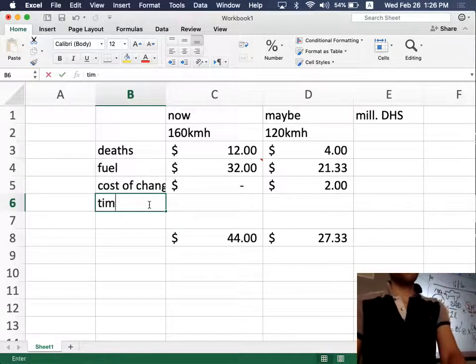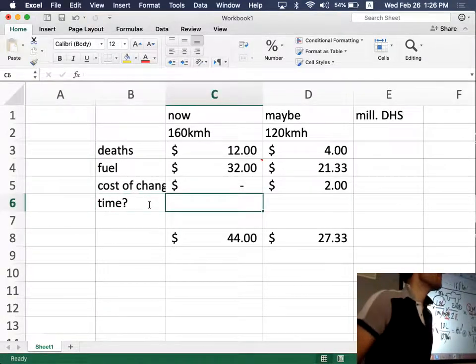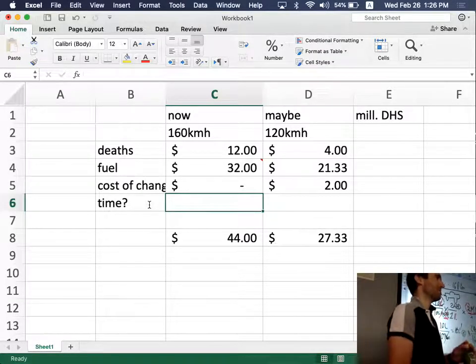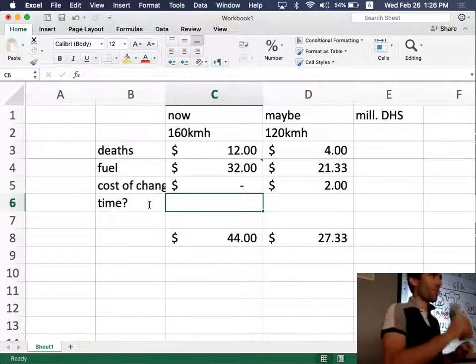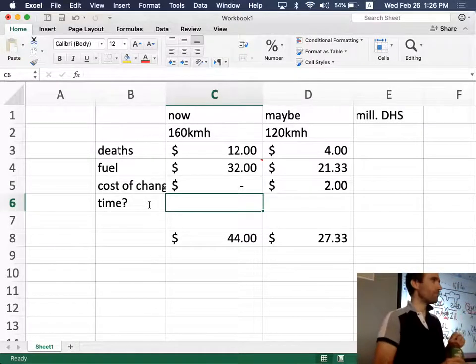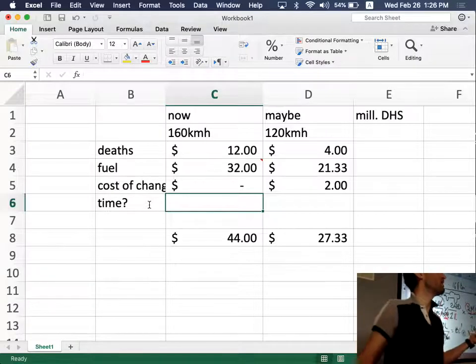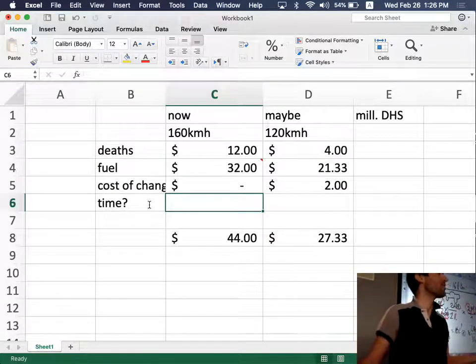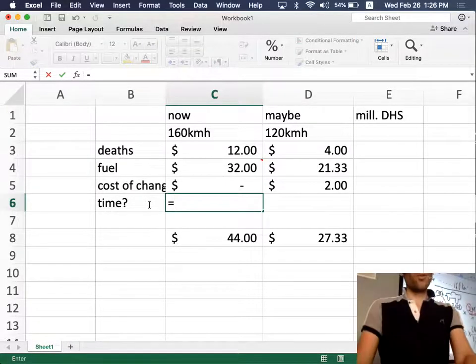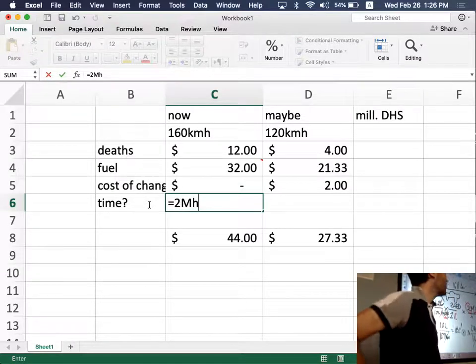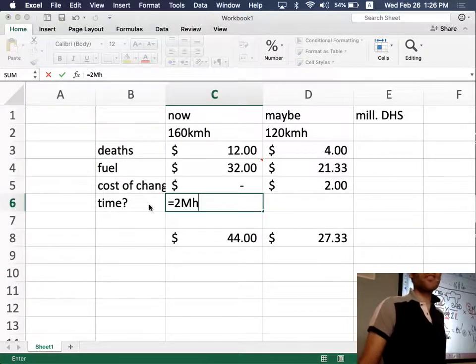They said that between two cities which are exactly 160 kilometers apart, in the first case, they will reach the destination in 1 hour. Okay, so let's do the time. 1 hour multiplied by 2 million people per year, right? So how many hours is that? 2 million hours. Sounds good? And in the other case, it's going to be how much?